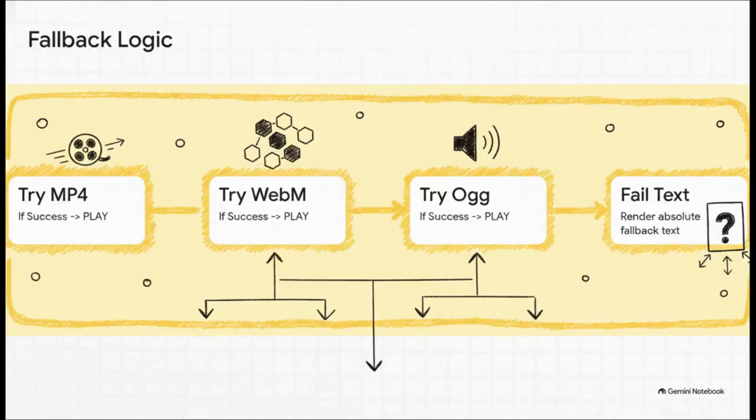You can think of the browser's internal fallback logic like a mission-critical decision tree. First, it tries to load the MP4 codec. If it succeeds, boom, it hits play. But if it's unsupported, it doesn't just crash. It moves down the tree and tries WebM. Still no luck? It tries OGG. And if absolutely all of these formats fail, only then does it render the absolute fallback text you've written inside the container, saying something like, your browser does not support HTML5 video. It's an elegant, foolproof system.